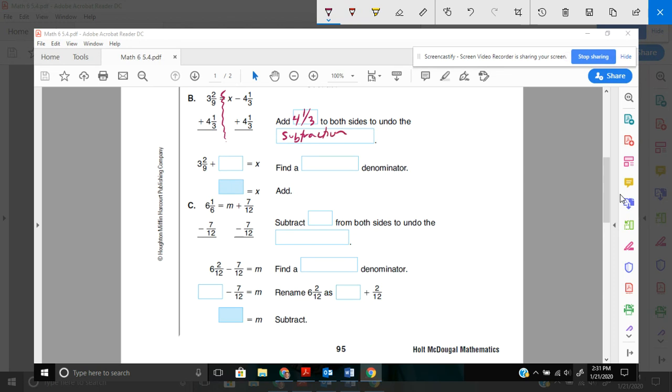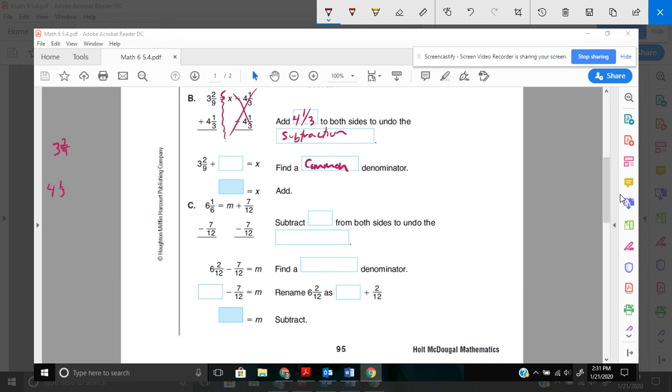Negative 4 and 1/3 plus 4 and 1/3, adding 4 and 1/3 and subtracting 4 and 1/3 are opposites. I'm just left with x, and now I just need to add 4 and 1/3 to both sides of my equation. What you notice is that we need to find a common denominator first. 3 and 2/9 and 4 and 1/3.